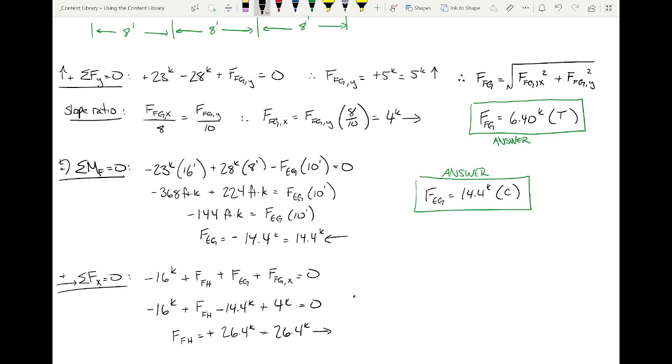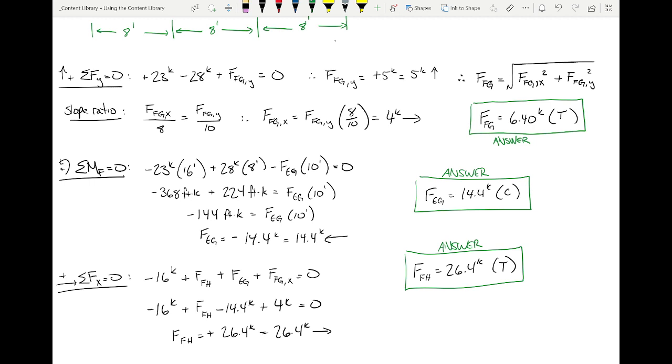Because look at the equation, right? There's a bunch of negative numbers, just this little positive number. We have to have a big positive number here for that to be 0. So, you can check it out. That and that's 30.4. 30.4 minus that's 26.4. So if that's positive, that means that FFH is 26.4 kips in tension. That's it. That's the method of sections.